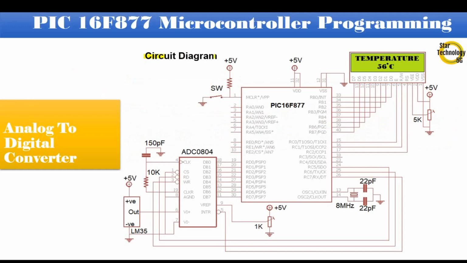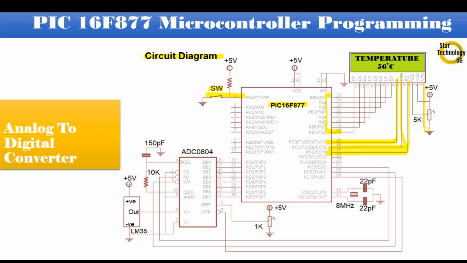Here is the circuit diagram we are using in our project. It is the PIC16F877 microcontroller. Pin number 1 is master reset. If we press the switch it will reset the microcontroller. Port B is interfaced with the LCD data pins. Pin RC0 is interfaced with the EN pin of the LCD. Pin RC1 is interfaced with the RW pin of the LCD. Pin RC2 is interfaced with the RS pin of the LCD.